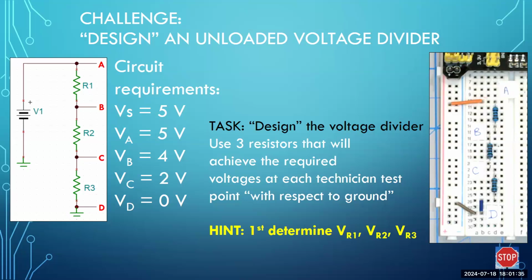Voltage at C is the voltage at point C with respect to ground. Remember, we use these terms a lot, with respect to. And that means the red probe will go to point C and the black probe will be at D, ground. And what do we expect between those two? The requirement says we have to have 2 volts there. And then the voltage at point D is specified because it is at ground, going to be 0 volts.